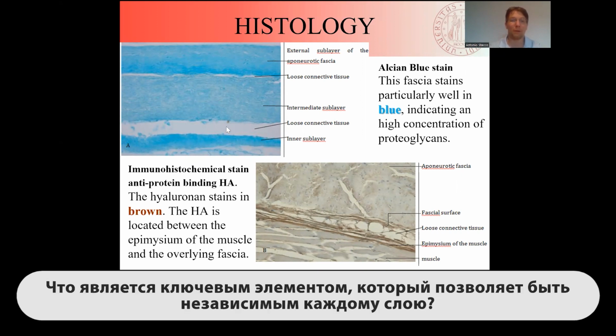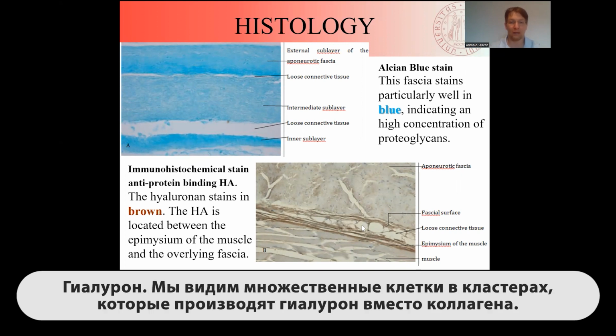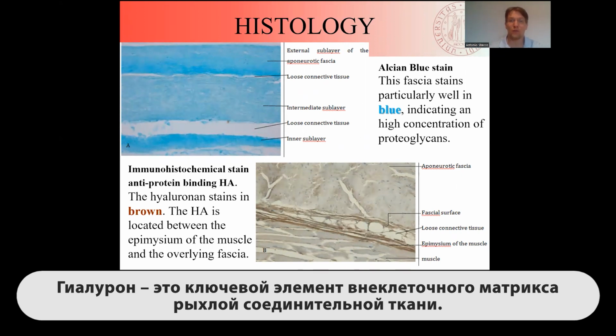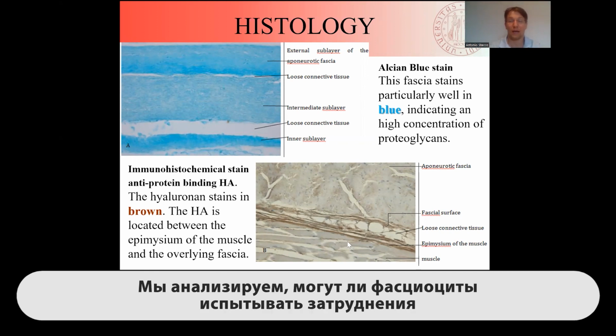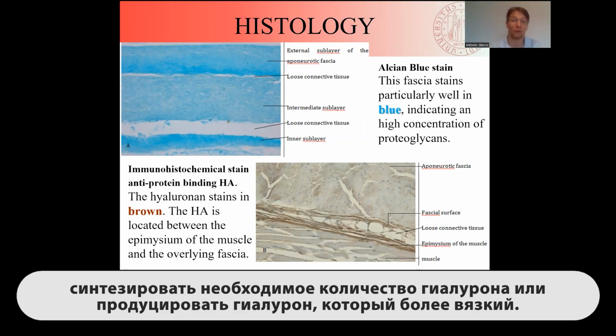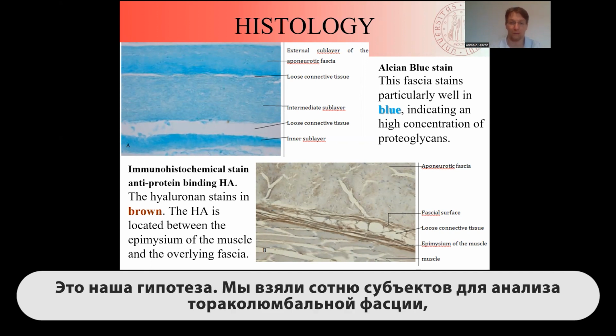But what is the key element that permits the independence of each single layer? The hyaluronan. These are multiple cells in a cluster, one attached to the other. But instead of producing a collagen fiber, they produce hyaluronan. Hyaluronan is the chief component of the extracellular matrix of the loose connective tissue, because it is able to produce a lubricant. And these cells, called fasciocytes, are related to this specific function. We are now analyzing whether the fasciocyte may develop a problem, so that it produces less hyaluronan, or the incorrect one, and so generates an extracellular matrix that is more viscous. This is our hypothesis.